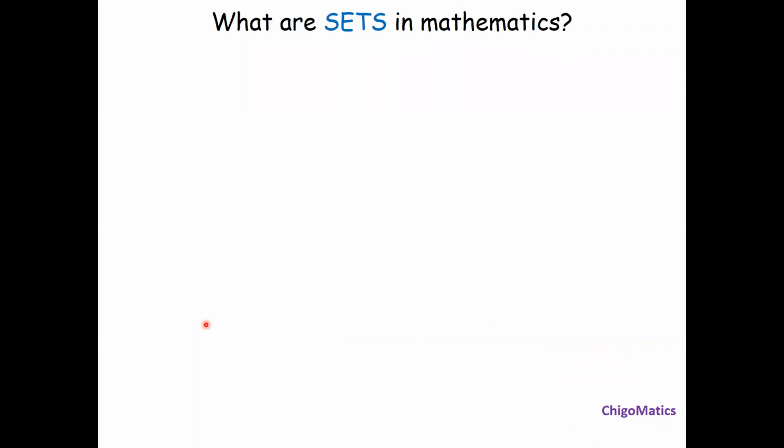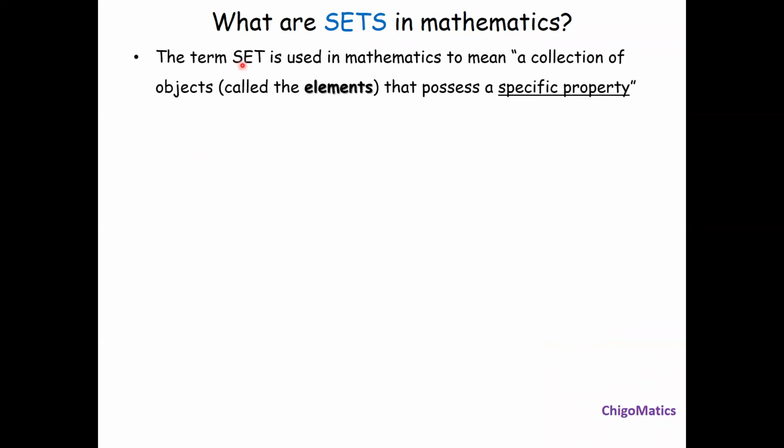Okay, but what are sets in mathematics? The term set is used in mathematics to mean a collection of objects. And these objects are called elements that possess a specific property. That is, we are saying a collection of these elements, they are together because they have a specific property, right? Note that the elements in a set do not repeat. That is, as you put a collection of objects together, you make sure that those objects do not repeat.